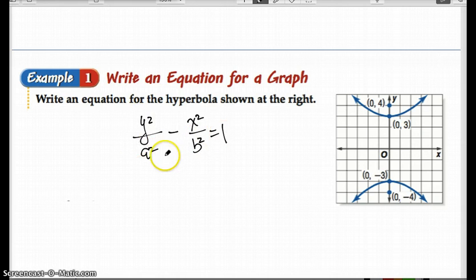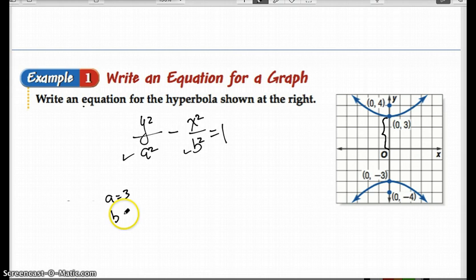Now, in order to get the equation, I know I need to find a, I know I need to find b, and a and b are related to c, so maybe I'll find c as well. So a is going to be the distance from here to here. And so clearly a is equal to 3.